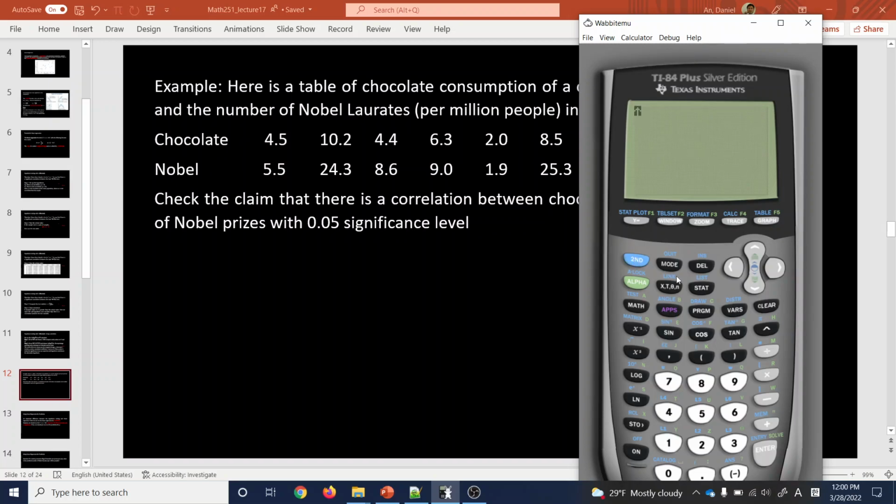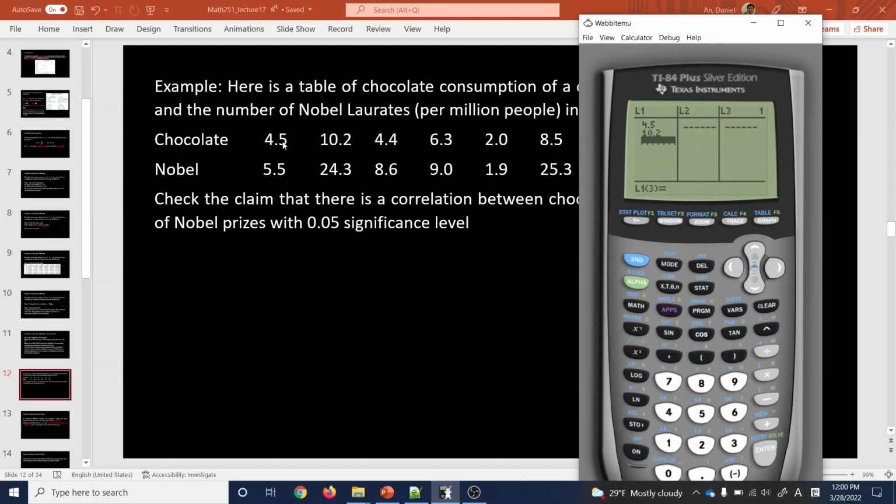Now we're going to do second list, and we're going to edit. Oh, I think we have to do stat and edit. Yeah, stat and edit. And then in L1, I'm going to type in the values: 4.5, enter, 10.2, enter. I'm just going across.